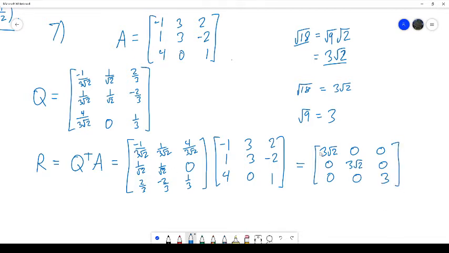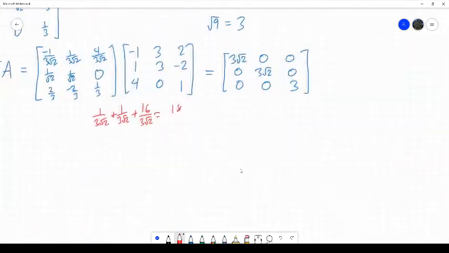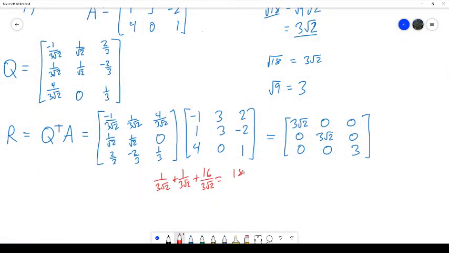Let's confirm, let's say just this first component. So take this times -1 is going to be positive 1 over 3 root 2. And then again, same thing, 1 over 3 root 2. And then we take this last component times 4, and that's 16 plus 16 over 3 root 2. So that's 18 over 3 root 2.